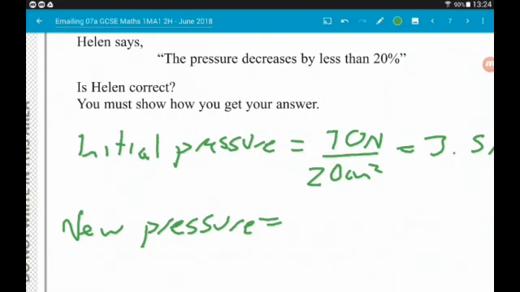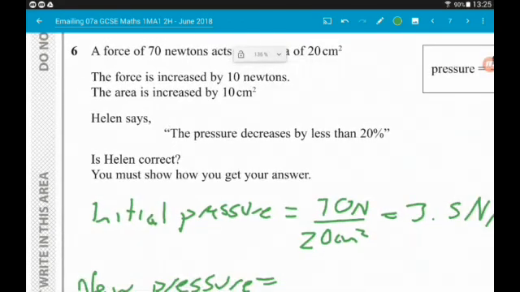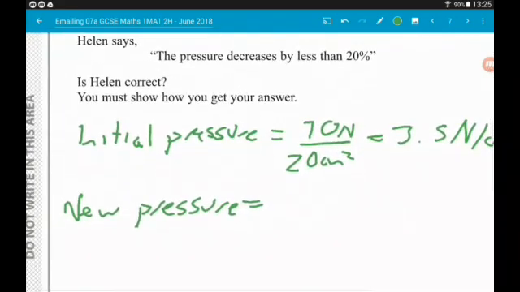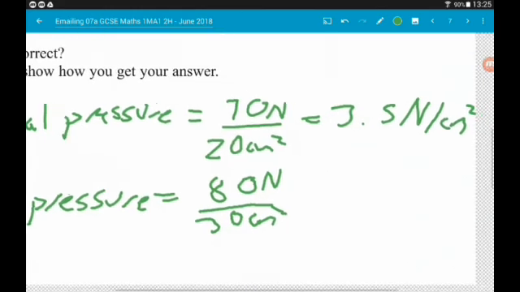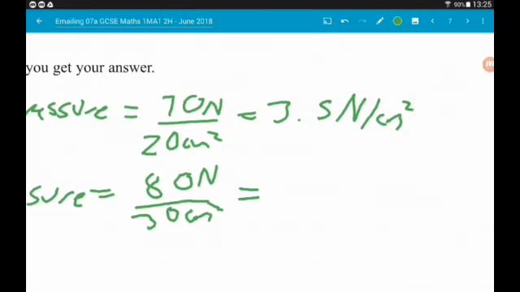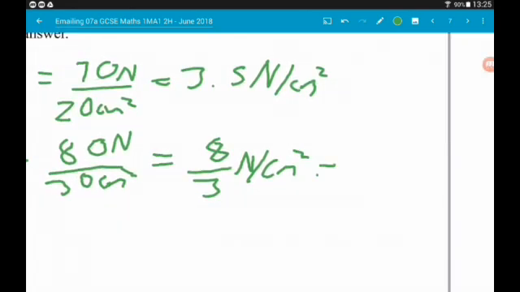Well, the force increases by 10 newtons and the area increases by 10 centimetres squared. So pressure now is 80 newtons over 30 centimetres squared. So this simplifies to 8/3 newtons per centimetre squared, which, if we wanted as a decimal, we could say is 2.67 newtons per centimetre squared.